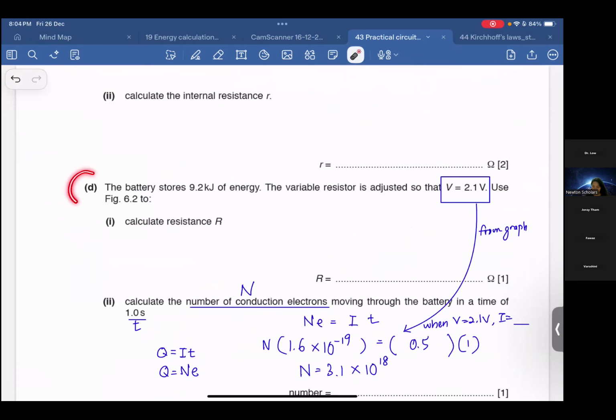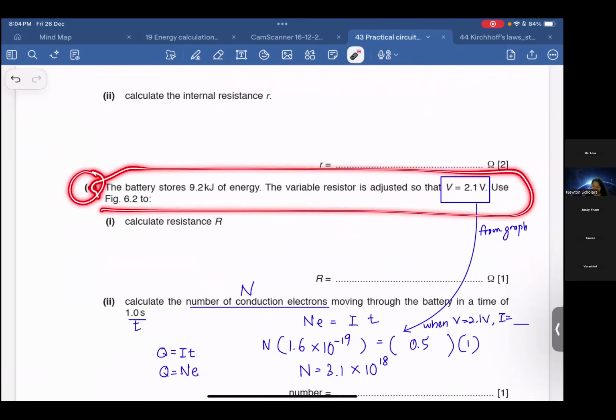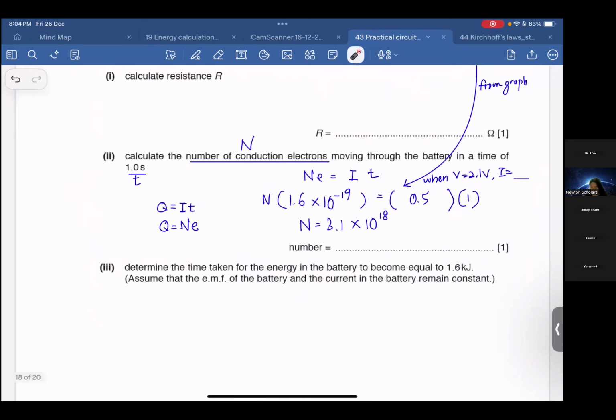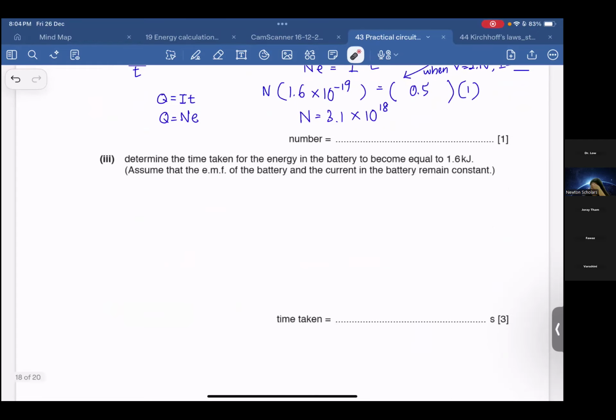You see, this one is D. So this question is split into 1 and 2. That means for this second question, you can still use the information in paragraph D. Next, determine the time taken for the energy in the battery to become equal to 1.6 kilojoule.